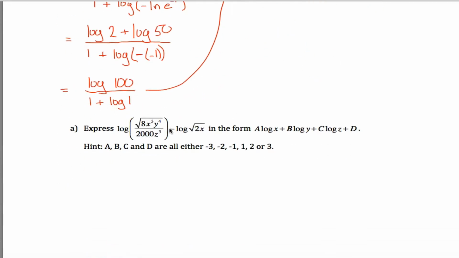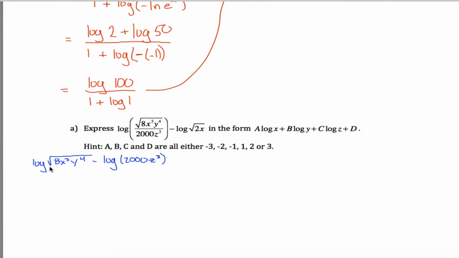Moving on, this mess. Express this huge jumble in this form. And it should work out that A, B, C, and D are all either plus or minus 1, 2, or 3. See if we can get that to happen. What I would do first is looking at this term. You can rewrite that using your second log rule as the log of the square root of 8x cubed y to the 4th power minus the log of 2000 z to the 3rd power.